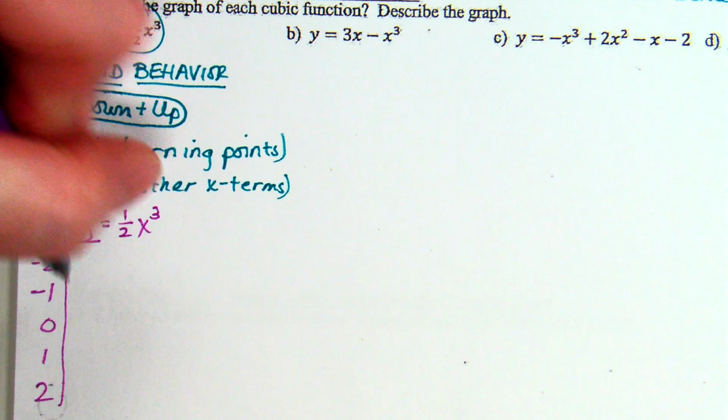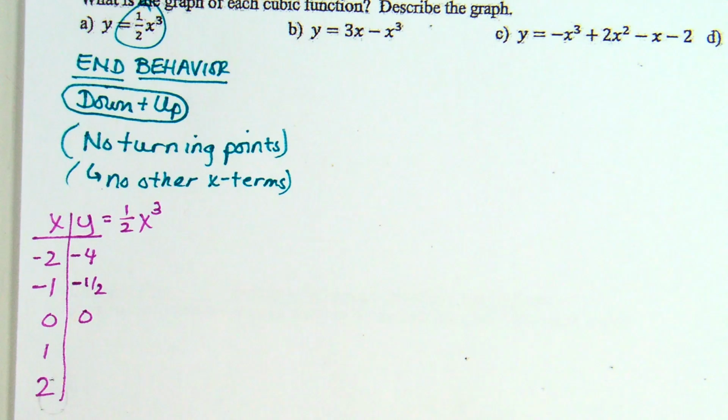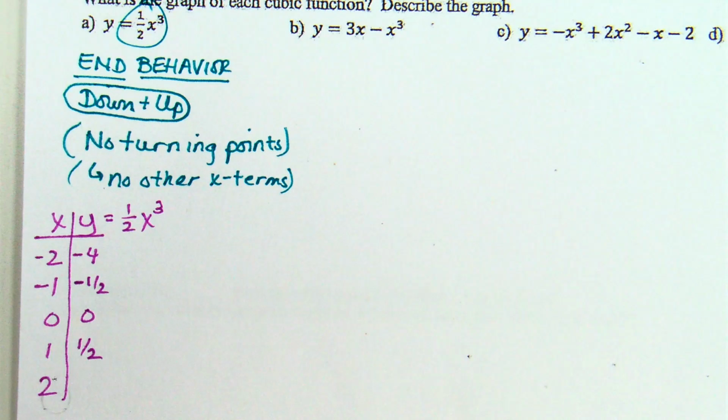Okay, put in negative 1. Negative 1 times negative 1 times negative 1 is negative 1. Half of negative 1 is negative 1/2. For 0, 0 times 0 times 0, half of 0 is 0. For 1, 1 times 1 times 1, half of 1 is a half. For 2, 2 times 2 times 2 is 8, half of 8 is 4.